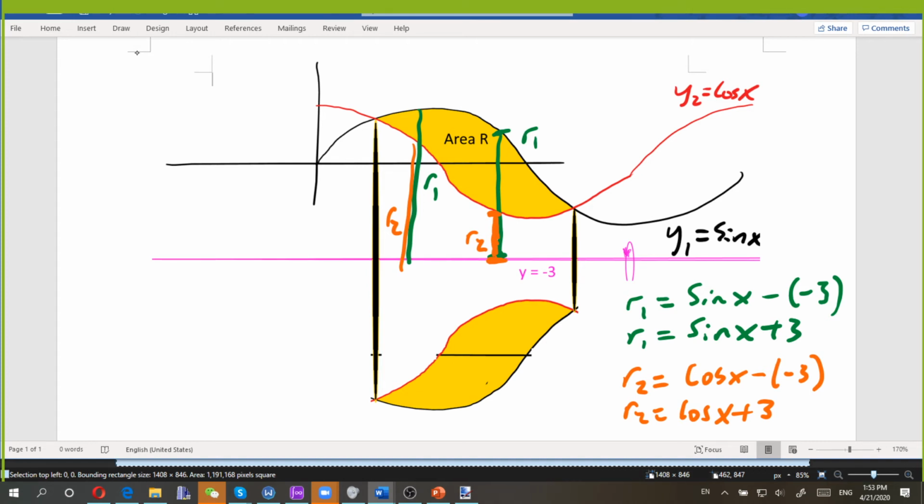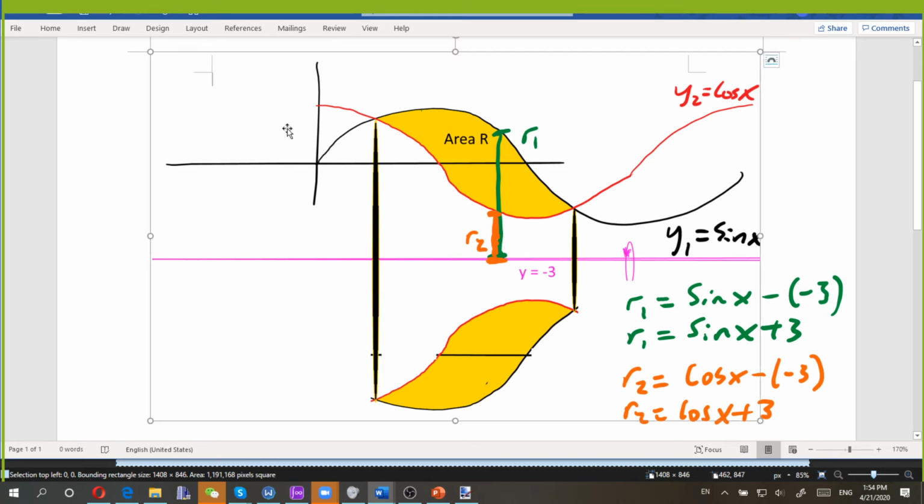Abby, you had a question, but I think it was cut off. Is there a specific equation for this question? Or is this just like y2 equals cosine x? So we were given these two equations. Y1 is sine, y2 is cosine. If you want me to write out a question, I can.